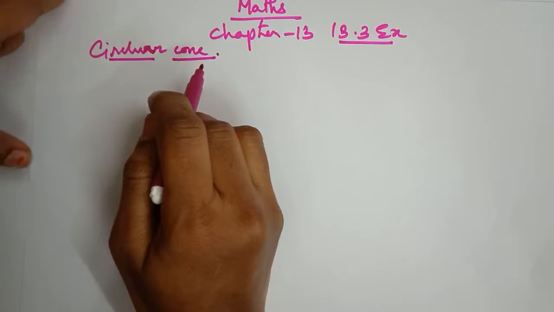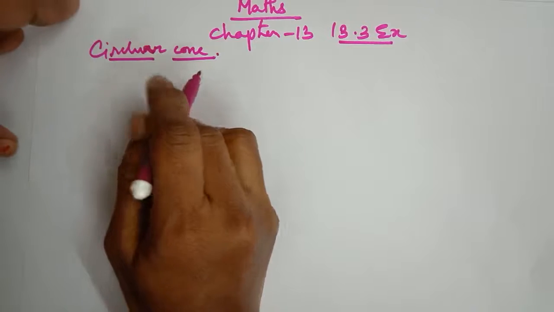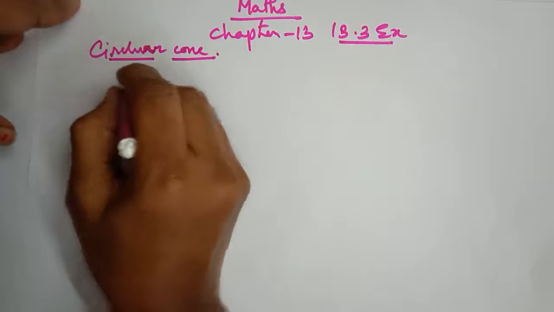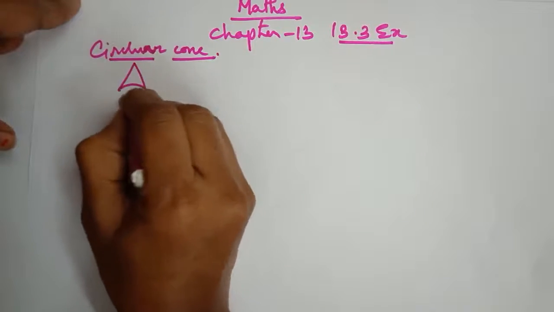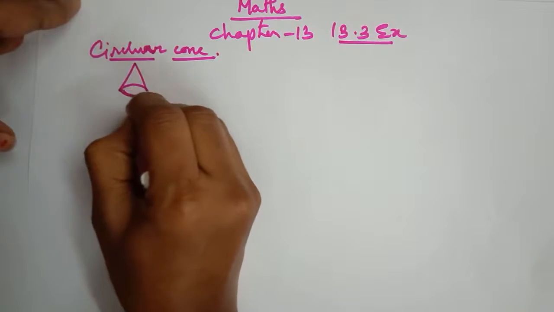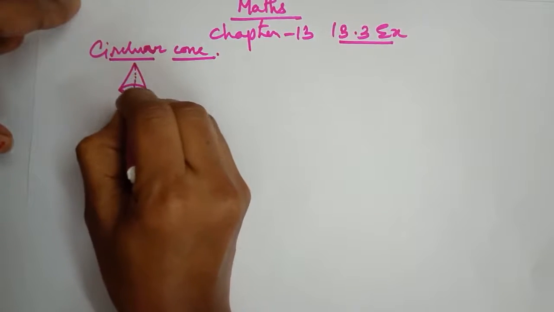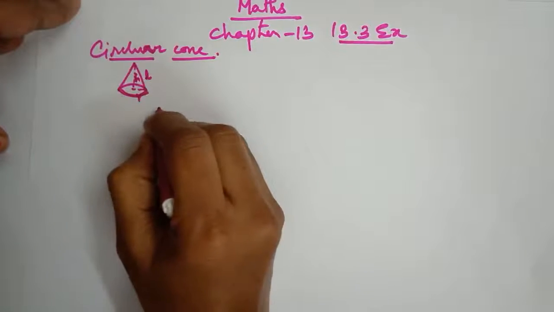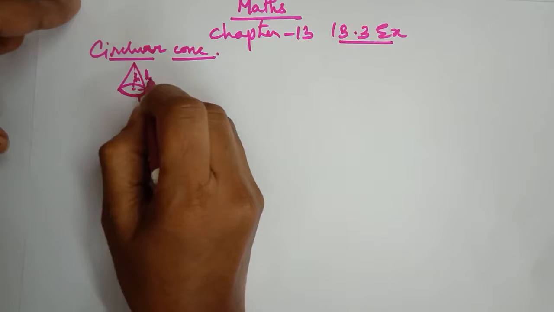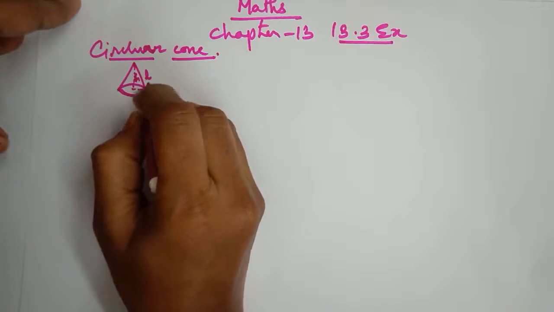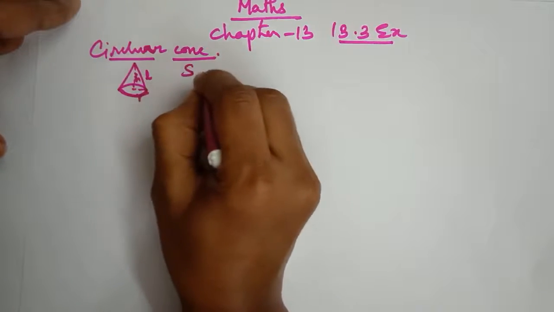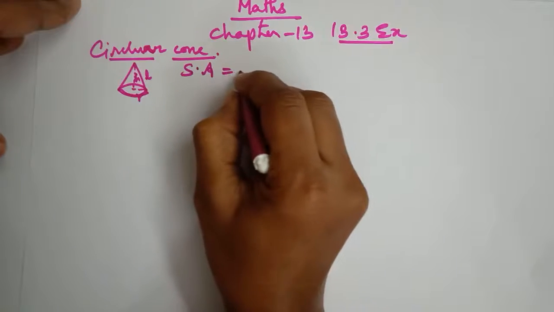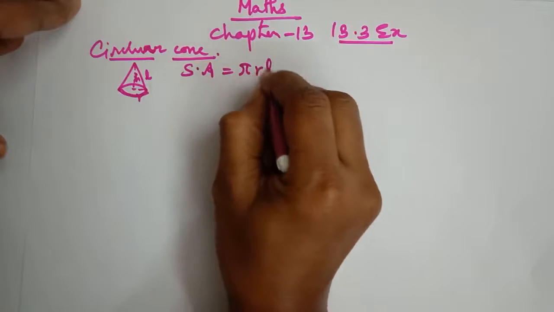Students, listen. Surface area or curved surface area, that I have already explained to you. This is a cone. R, H, and this is slant height. This is height, this is radius, this is slant height. L is denoted by slant height. Here, surface area or curved surface area is equal to pi r L.